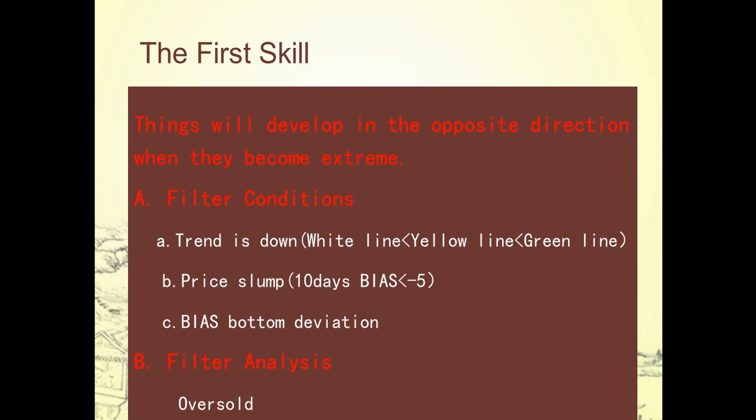So what's that meaning? Firstly, you should see the trend is down. The green line is down. The white line is down. The yellow line is still down. This is the downtrend, because we want to catch some rebound in the downtrend, right? We cannot buy stocks in the uptrend, sell stocks. So we can see price slump, price sharply down. Then how to know the price slump? 10 days BIAS minus less than -5. Then we can know that the price slump. BIAS bottom deviation.